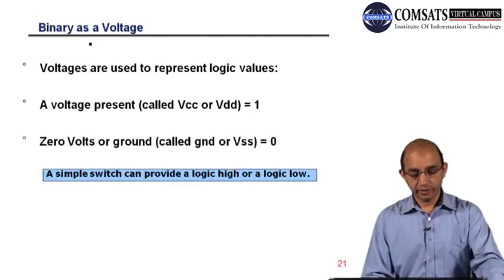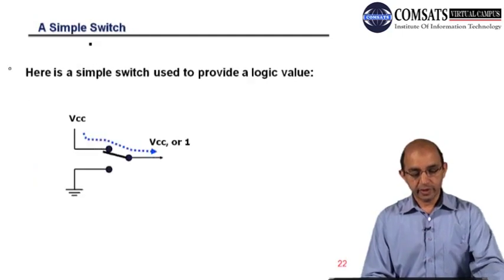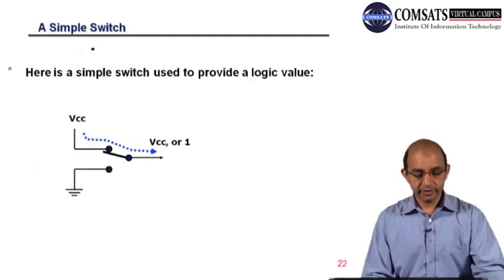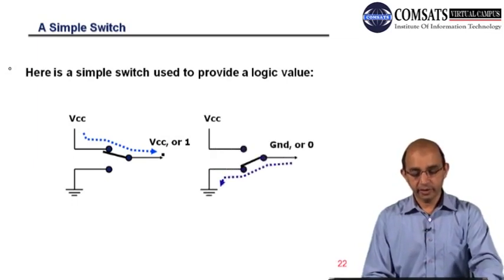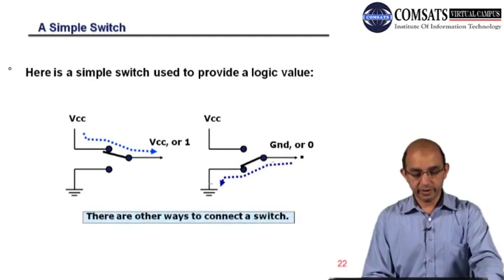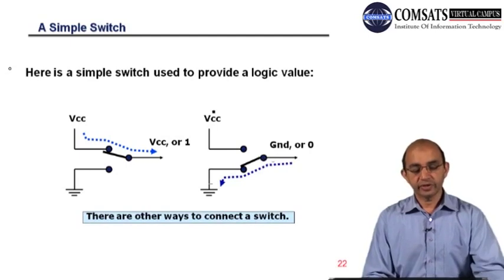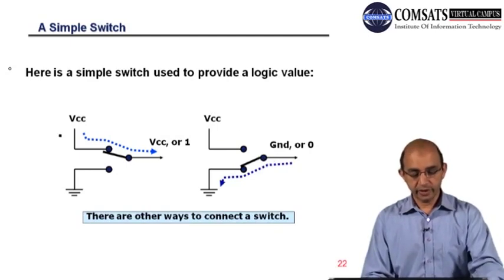So we can also have a switch. Here is a very simple example. This is a voltage, and this is ground. If this switch is connected here, we will have VCC at the output, or you can say that we have 1. On the other side, if we have a connection here, that is ground, and ground is normally 0, so we have a 0 at the output. So this is the representation of ones and zeros, here 1 and 0.